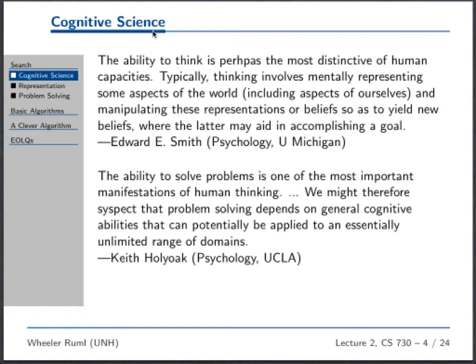So I have the quote that I showed last time from some psychologist talking about general cognitive abilities and about mentally representing aspects of the world, projecting them out into the future. And that's exactly what these search trees are doing. You're thinking about what the state of the world is going to be like in the future. Not now, but in the future.